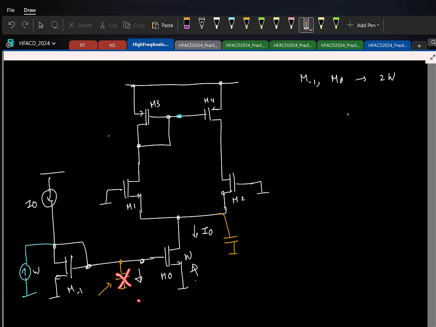If I didn't have the capacitor, the noise current is injected here. What will be the voltage here? Small signal voltage. If the noise current is IN, it is IN by gm. Now if the capacitance is there, what will happen? Let us say you find it versus frequency. You'll find that it is going to be IN of s.